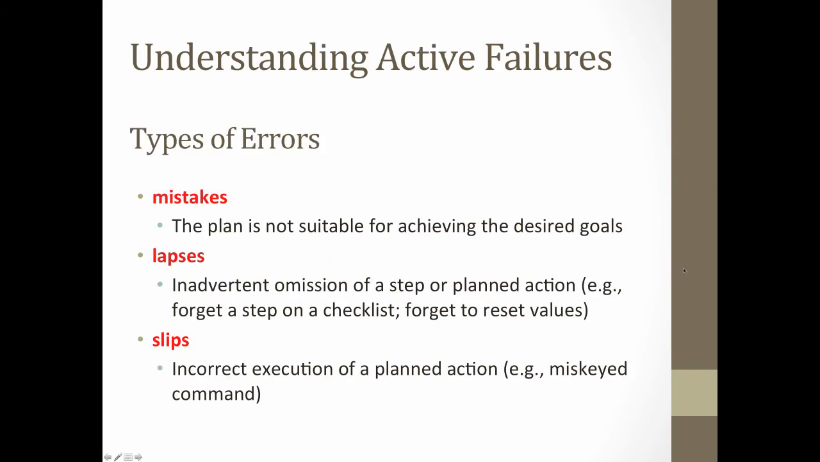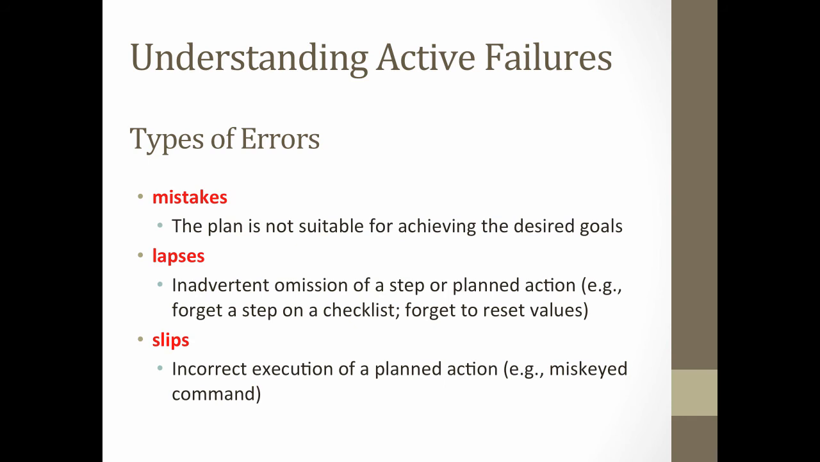So I've been emphasizing the importance of looking at the structural, latent conditions that give rise to errors. But I don't want to totally dismiss or overlook the role of the human operator. It's worth taking a second to look at differentiating the types of errors that human operators or employees may make. So let's understand active failure a little bit better. We can differentiate three types of errors that workers make: mistakes, lapses, and slips. Mistakes occur when the execution plan, the procedures or methods that a worker is using, is not suitable for the task or for achieving the desired goals.